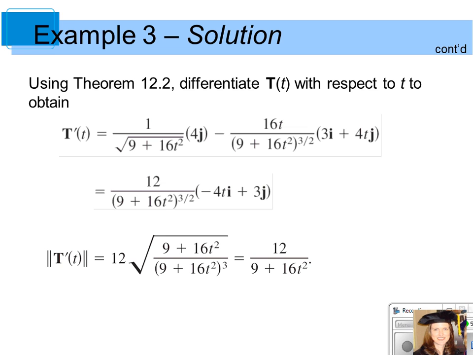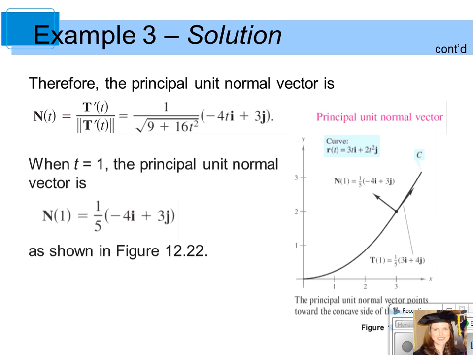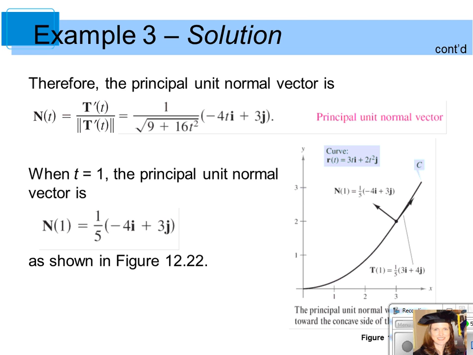Again, it's a little bit tedious in the simplification, using algebra to simplify. And then you take that entire unit tangent vector derivative, divide by the magnitude of that derivative, and when you simplify, you get this. So when you plug in t equals 1, the principal unit normal vector is 1/5 times the quantity negative 4i plus 3j. So you have your unit tangent vector and your principal unit normal vector.